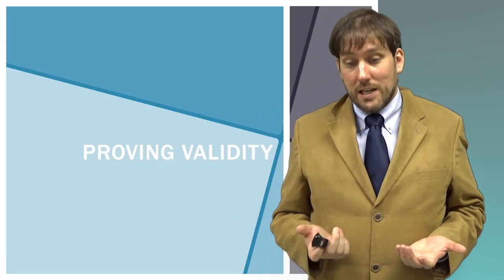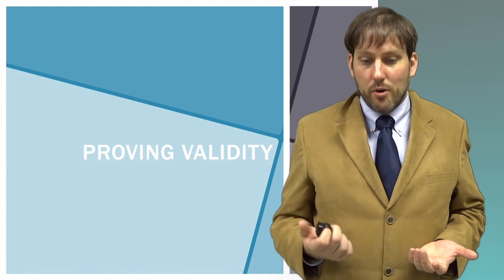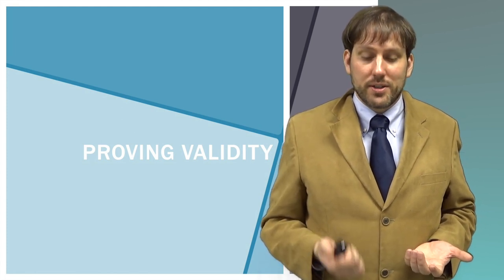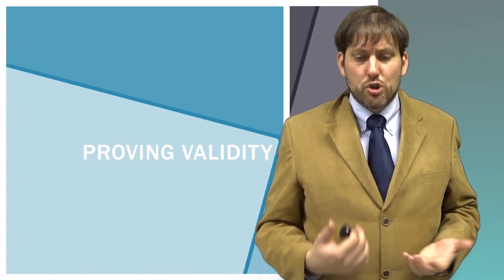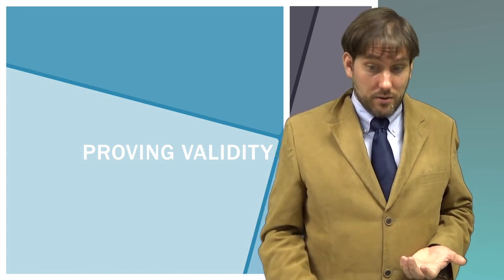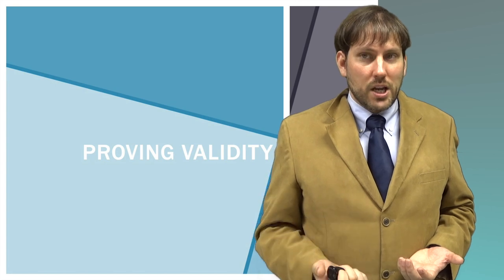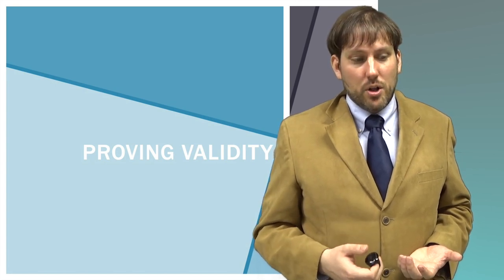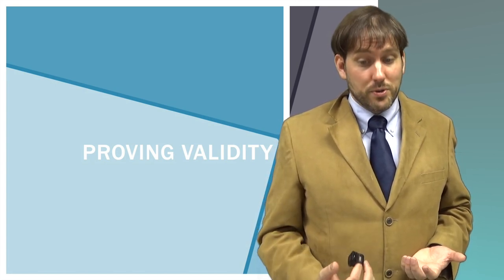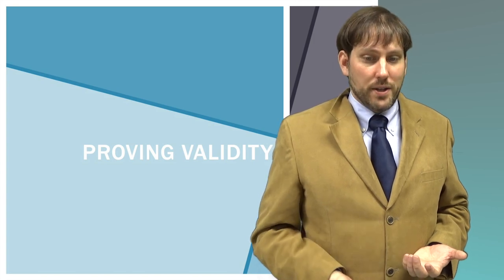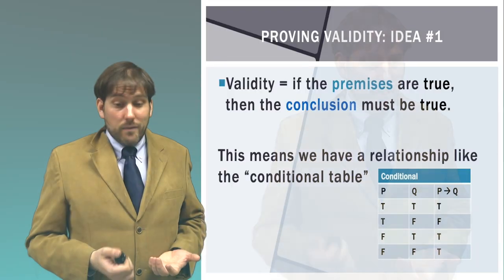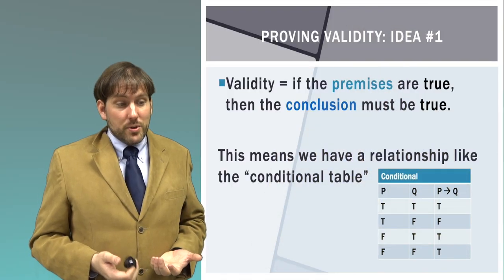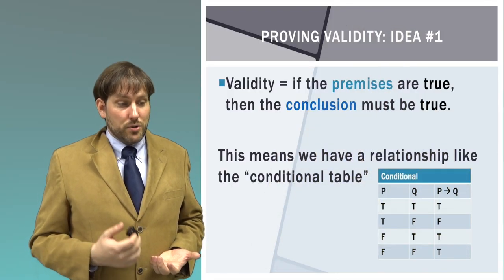This time, we want to look at the concept of proving validity. So we want to understand how we can decide whether an argument is a valid deductive argument or not. So we will call arguments that try to look deductive, deductive arguments. And we will say that valid ones are ones that follow all of the rules you need to be truth-preserving. But invalid ones are ones that do not follow all of the rules you need to be truth-preserving. So validity. Validity is if the premises are true, then the conclusion must be true.